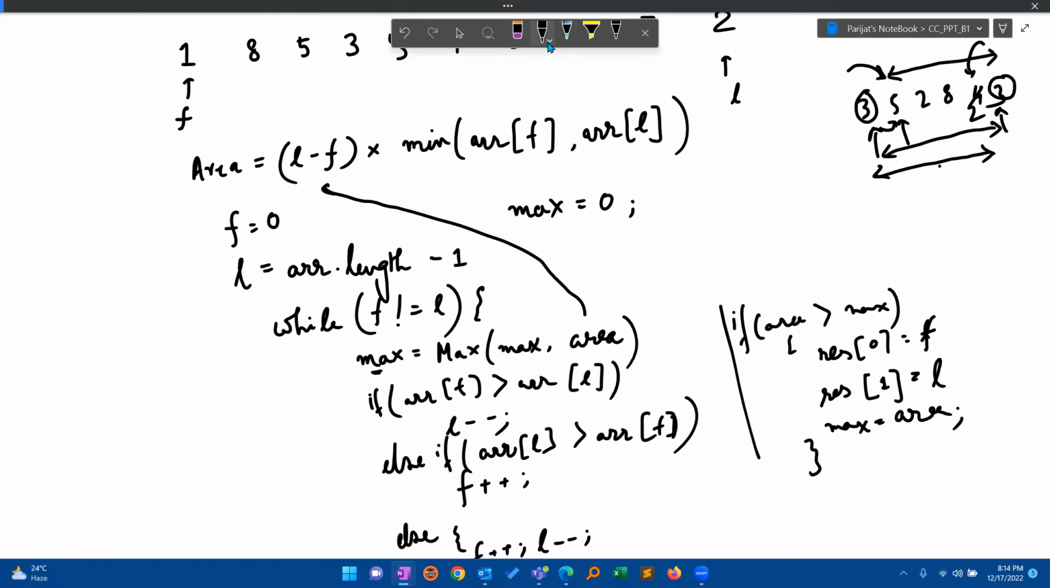Right, so here we are not using a brute force order n approach. The brute force would be an order n square approach.